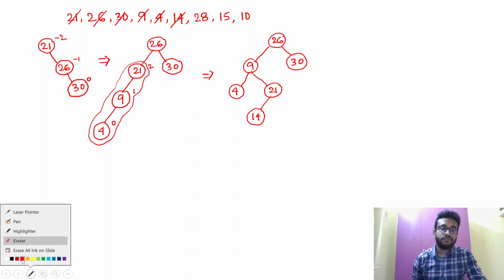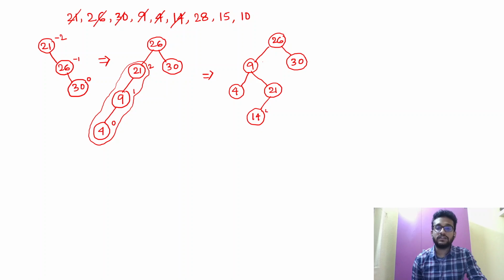Okay, now we will try to find the balance factor. For the 14 it is 0, for the 21 it is 1 minus 0, it is 1, and for the 4 it is 0, and for the 9 it is 1 minus 2, counting 21 and 14, so here it is minus 1, and for the 30 it is 0, and for the 26, counting 1, 2, 3 for 14, 21 and the 9, 3 minus 1 for the 30, so here we will get 2, so it is unbalanced.